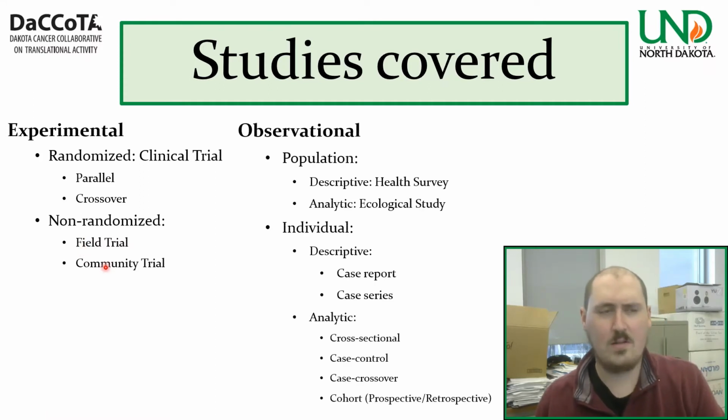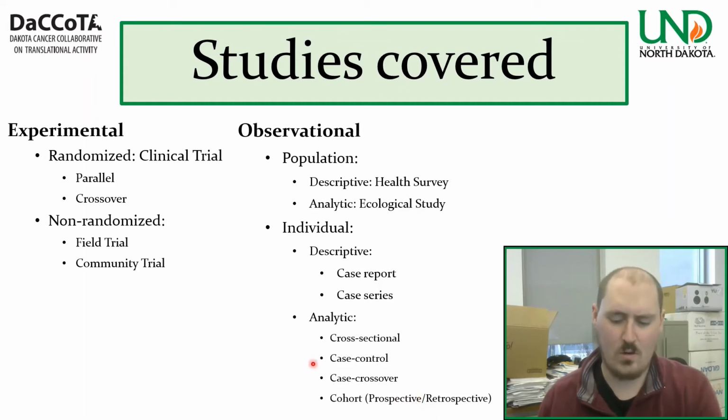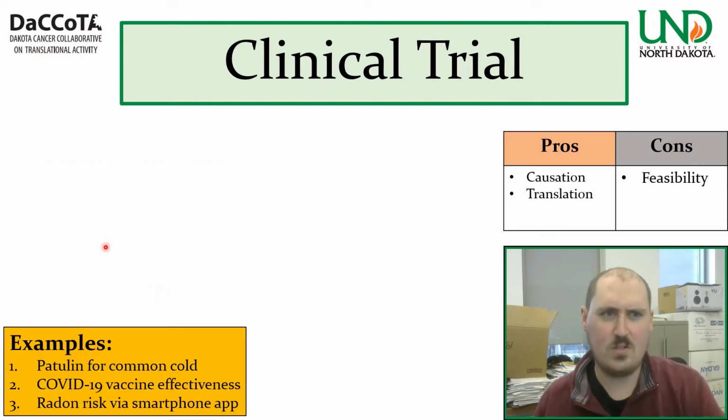Now, on the other end is the observational. There are ones at the population level, which are going to be our health survey and ecological survey, split out by descriptive and analytic, as it were. And then the individual level, which is, again, both descriptive and analytic. We have case reports and series under descriptive, and then for analytic, cross-sectional, case control, case crossover, and cohort. Cohort in particular will be split down to two main differences of prospective and retrospective. So without further ado, let's dig into our clinical trial.